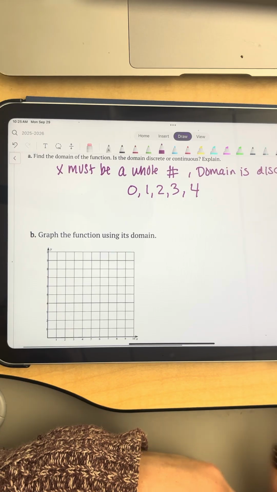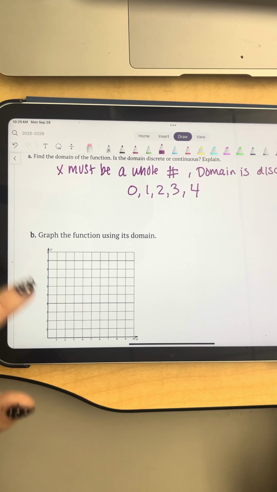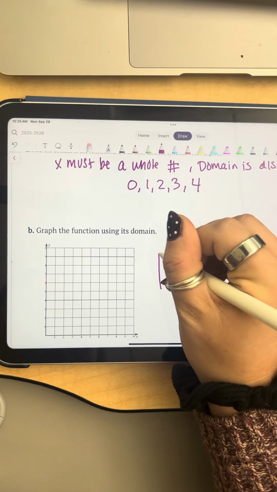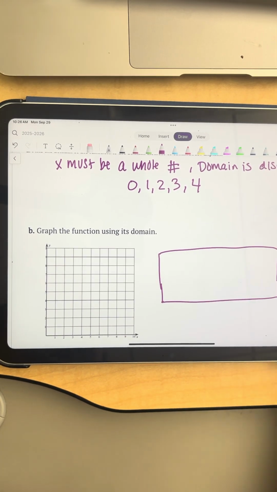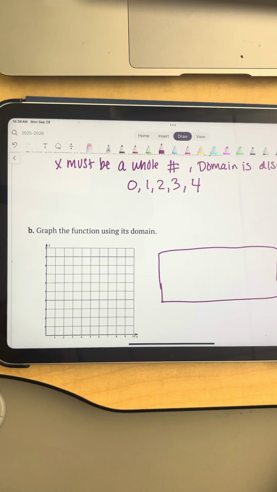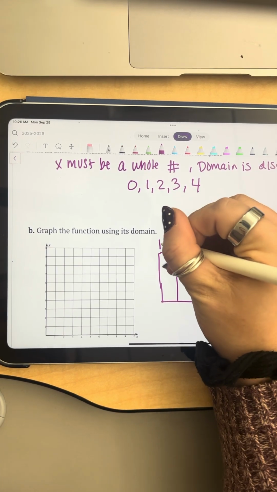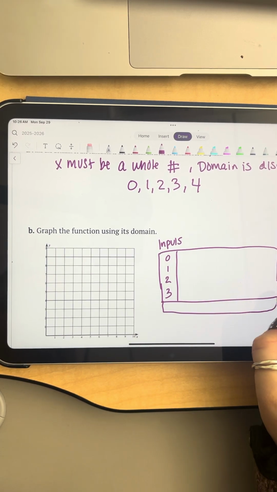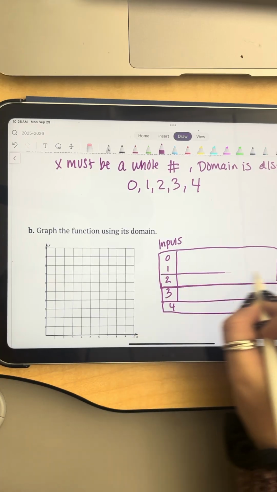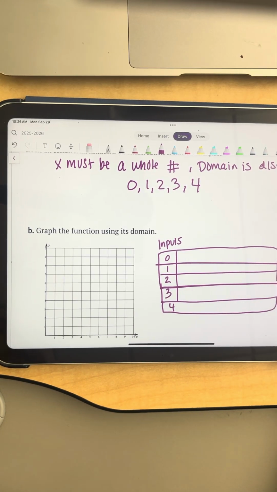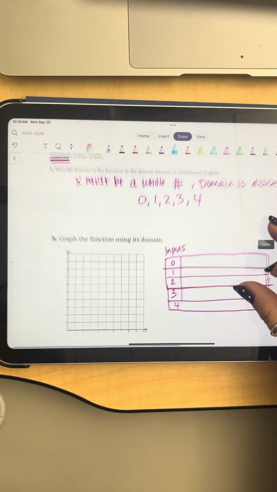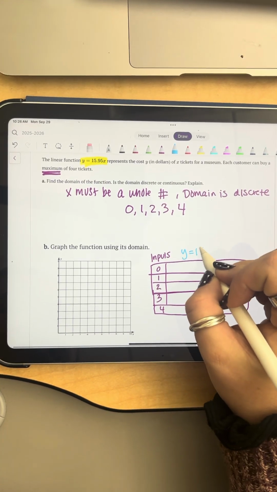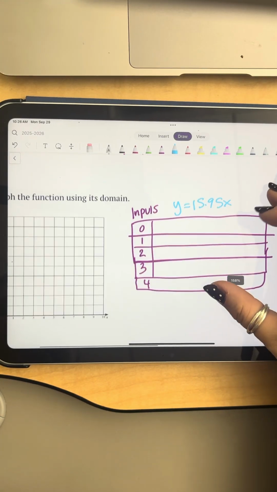If I were to graph the function using its domain, right now I only have positive x and y. There is no way that you can have a negative ticket. When we are doing domains, we can pick our own inputs and then see what outputs come out of it using the equation that we have. So in this case, I'm going to use the inputs that I have: 0, 1, 2, 3, and then one more, 4. And then we're going to separate them. We're going to input them using our equation. Our equation in this case is y equals 15.95x. We are going to use that to plug it in.